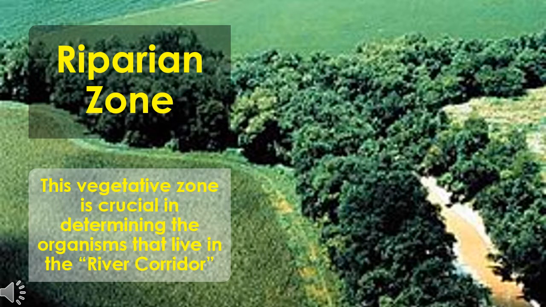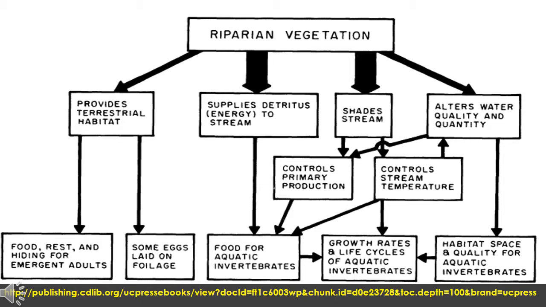The riparian zone is a vegetative zone that is on the banks of the river, and it is crucial in determining the organisms that live in the river corridor. This is a diagram on the riparian zone showing how crucial it is to the river or stream that it surrounds, and it affects the energy, the habitat, and the overall productivity of the stream.